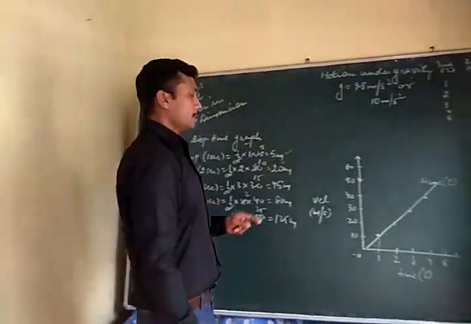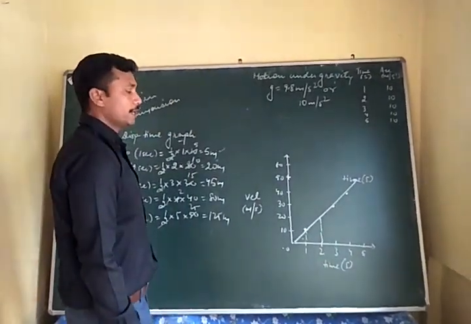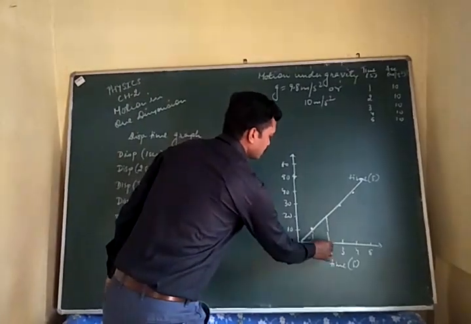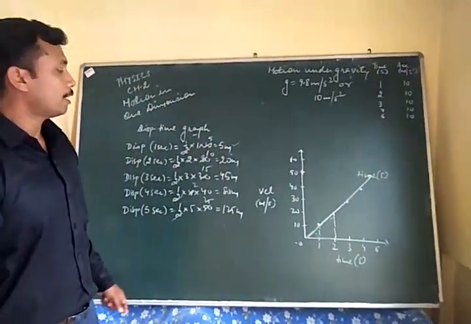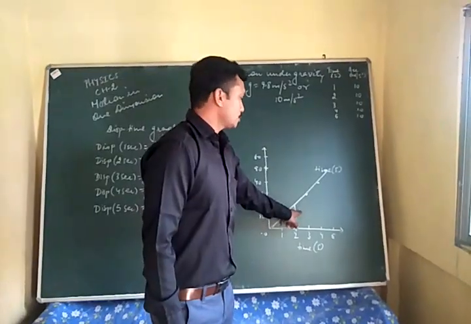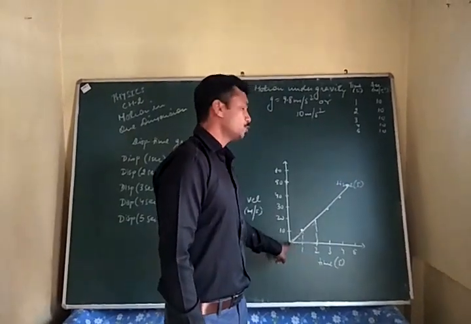Now you can see the displacement after 2 seconds. You can draw one line. You got another triangle here, where you can use the formula half into base into height. So again you can draw one line here to get the displacement after 2 seconds.